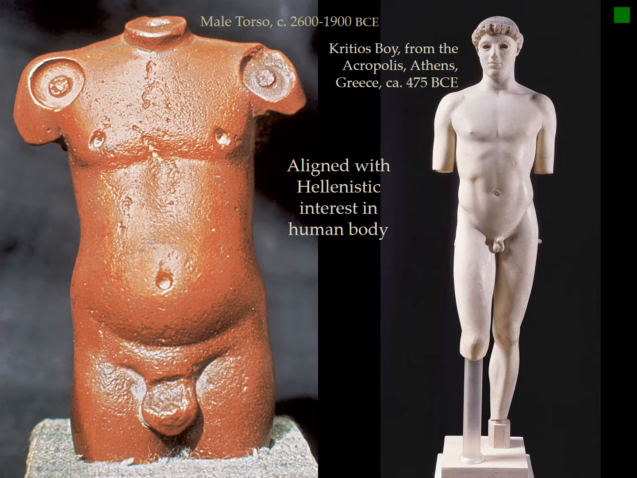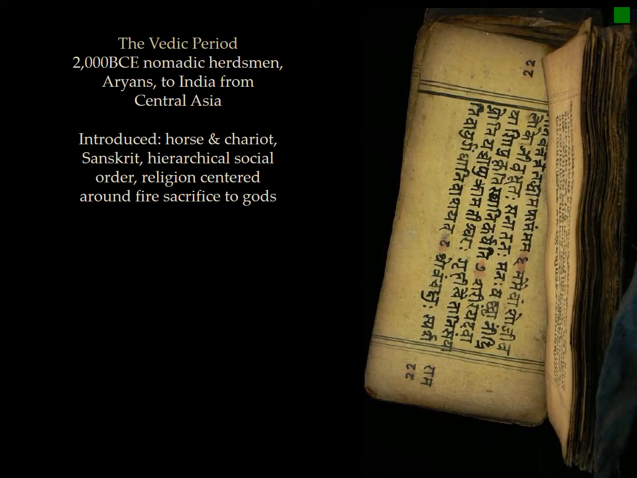And so this is going to show a very different type of culture that celebrates sensuality and eroticism, as will become clear here shortly. Now, the Vedic period, as it is known, around 2000 BCE, finds that nomadic herdsmen, known as Aryans, are going to come to India from Central Asia.